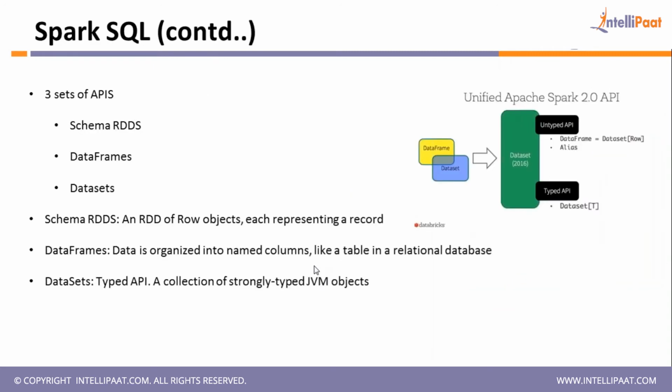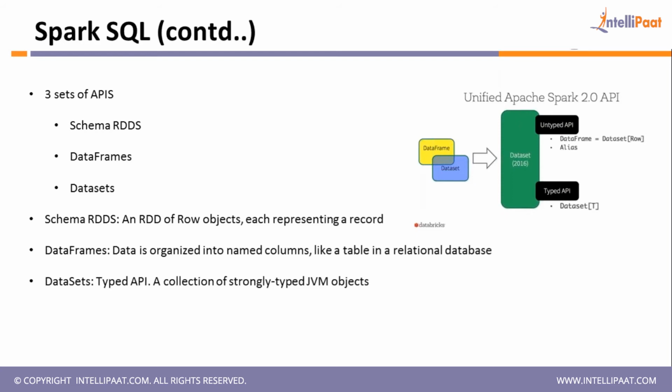Now let us get into the action. But before that, let me talk more about Spark SQL. It provides you with three sets of APIs. First is the schema RDD, which we talked about in the previous slide, and then data frames and data sets. So Spark SQL itself provides three different APIs to process the structured data. A schema RDD is an RDD of row objects, each representing a record, the basic abstraction of Spark SQL.